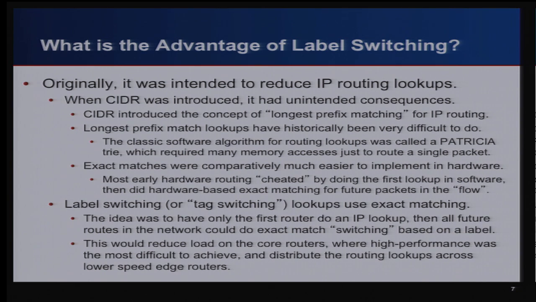And MPLS was a workaround for this because exact matches are much easier to implement, especially in hardware and especially at the time. If you looked at a lot of early routers in the way that they did the performance, they cheated a little bit in software. They did the first lookup in software, and then they would program the results in hardware. And that worked as long as the traffic was normal, and it tended to break down really quickly when you had, for example, a worm that would start scanning a lot of destinations and would overload the hardware.